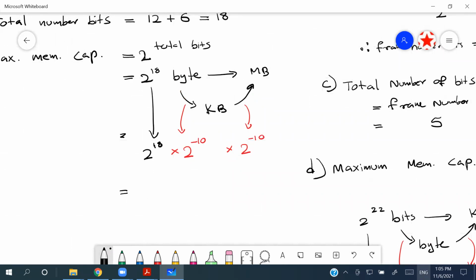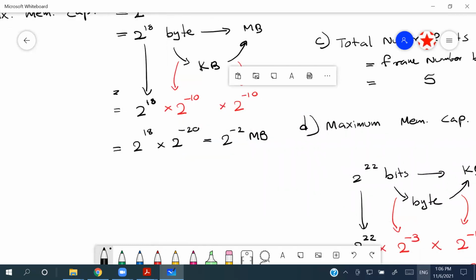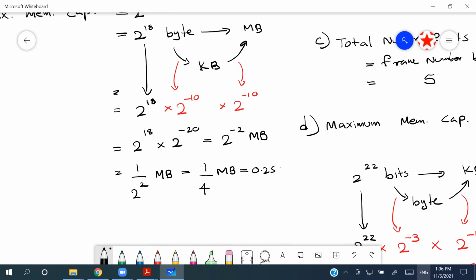So then the final answer is going to be what? 2 to the power 18 into 2 to the power minus 20. That means 2 to the power minus 2 megabytes. What do you mean by 2 to the power minus 2 megabytes? That means 1 over 2 to the power 2 megabytes. That means 1 over 4 megabytes. That means 0.25.